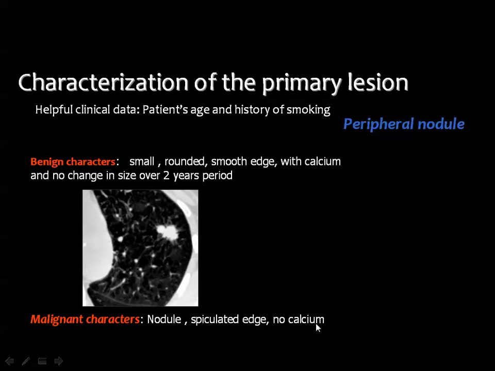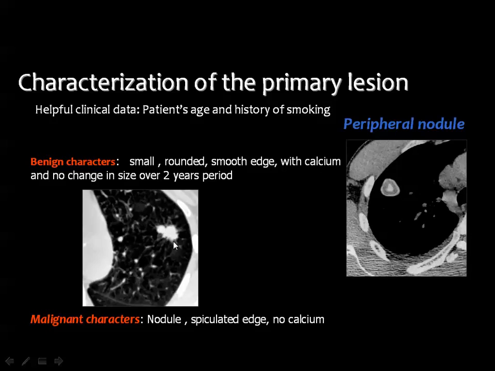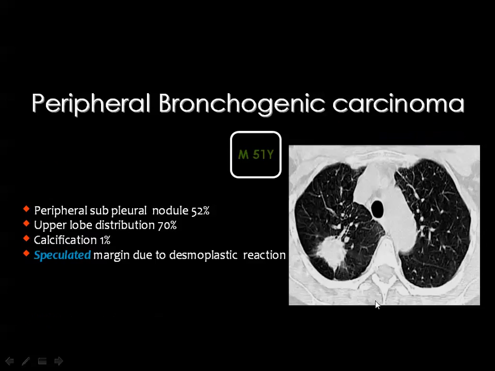Of course, the use of CT has much improved the detection and the characterization of pulmonary nodules in particular, and we used to diagnose lung cancer based on the presence of a nodule with a spiculated margin like this, and we can easily differentiate this from the benign nodules, which have a smooth margin and may contain calcium.